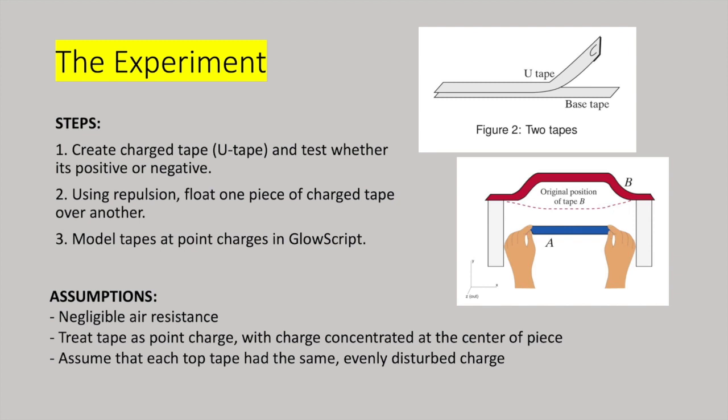This lab did require assumptions to be made to simplify calculations. First, air resistance had to be ignored on the tapes. Additionally, when modeling the system, the pieces of tape needed to be treated as point charges, meaning that all the charge would be concentrated at the center of the tape. Lastly, I assumed that each U-tape had the same evenly distributed charge.